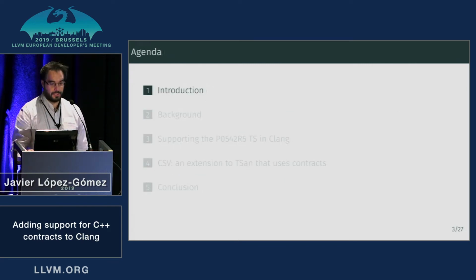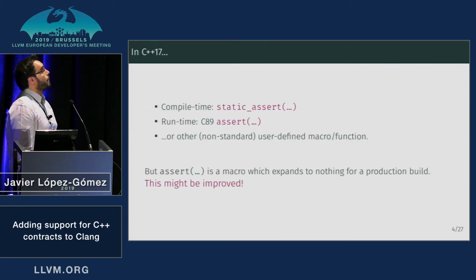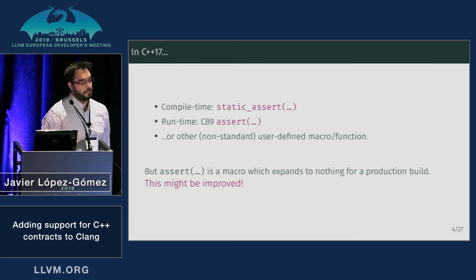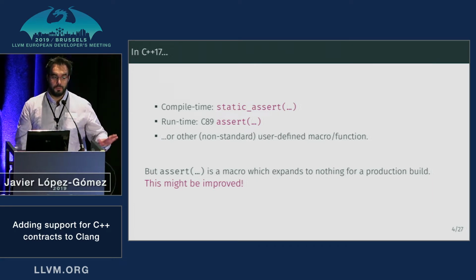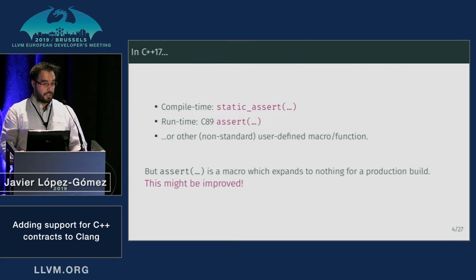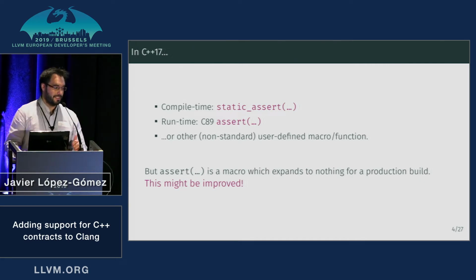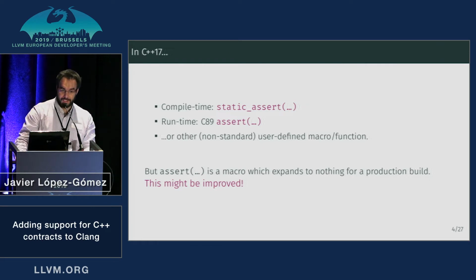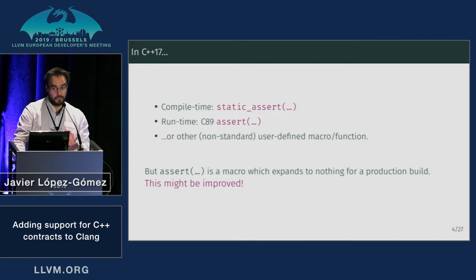So let's start with an introduction. Right now, in C++17, we have static assert, which is only for compile-time checks. And we have the good old C assert macro. But this is kind of limited. It is aged by now and might be improved by today's standards. We are expecting to provide much more information to the compiler than we can do right now using the assert macro.